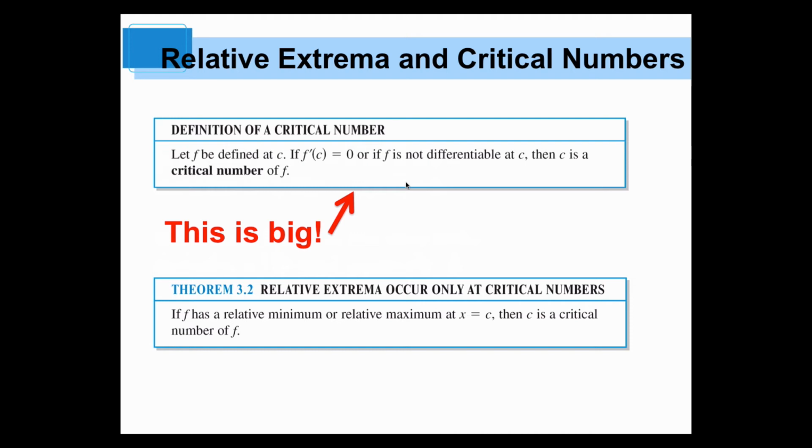We've talked about golden retrievers and dogs. All golden retrievers are dogs, but not all dogs are golden retrievers. Okay, so we understand the relationship there. The same is true with extrema. All extrema come from critical numbers, but not all critical numbers give you extrema. Should I say that again? All extrema come from critical numbers, but not all critical numbers are extrema.